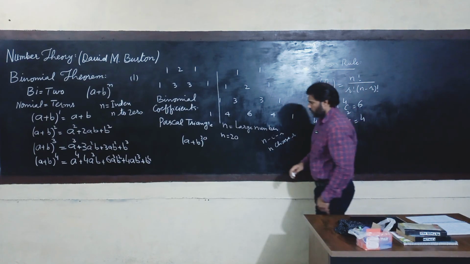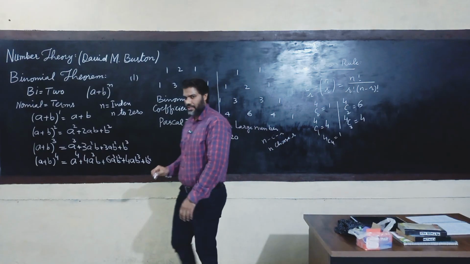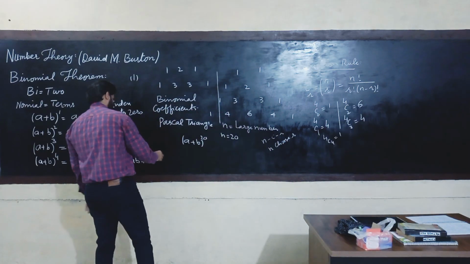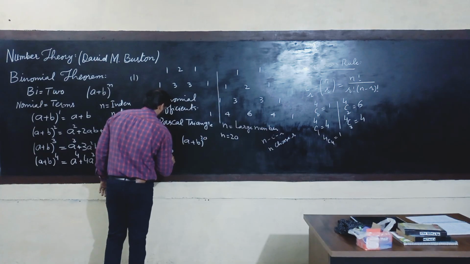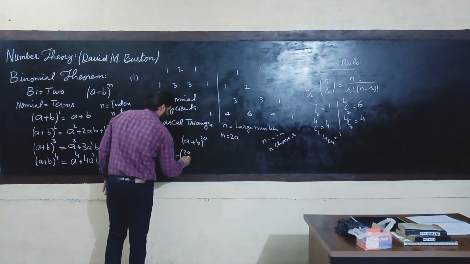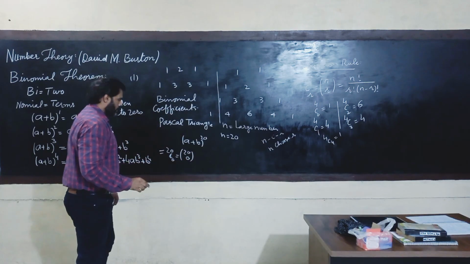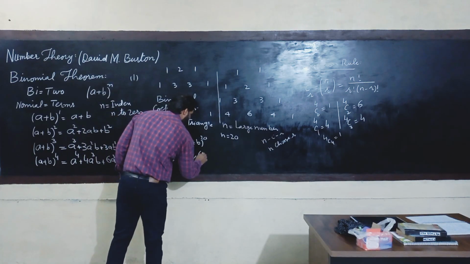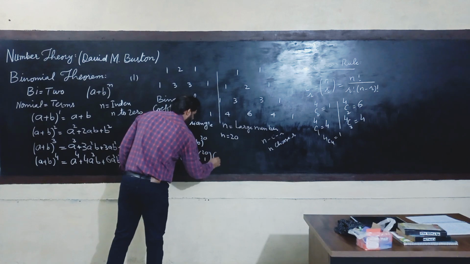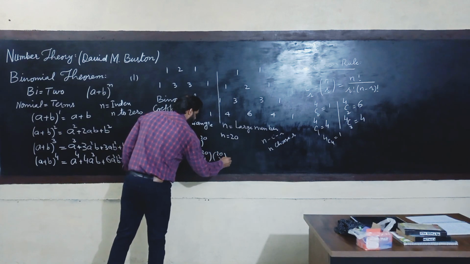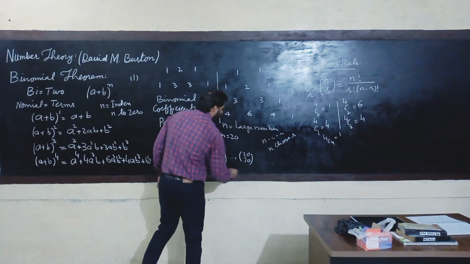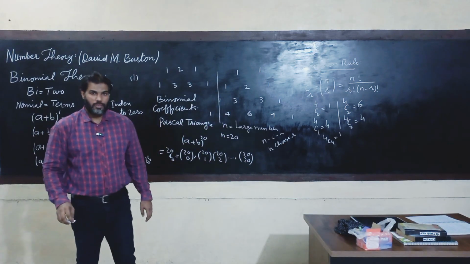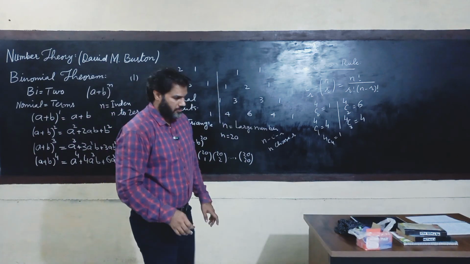Suppose you want to find the coefficients of (a + b) to the power 10 or 20, these are simply given by 20C0, 20C1, 20 choose 2, and so on up to 20 choose 20. So these are the binomial coefficients in the expansion of (a + b) to the power 20.